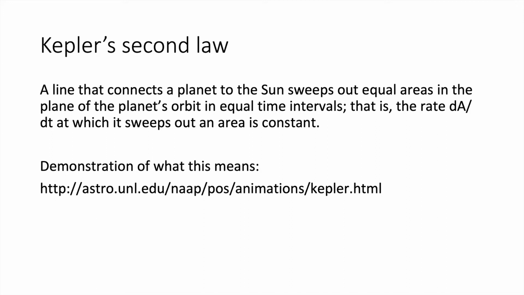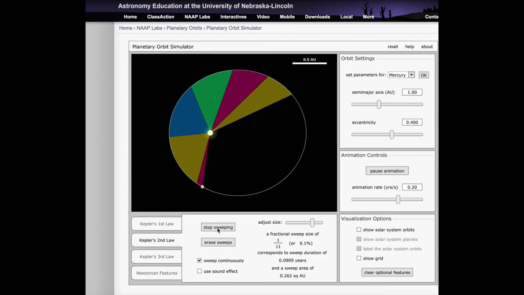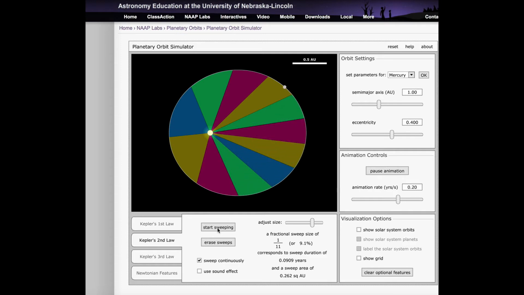Okay, so let's see what this actually means by having a look at a simulation, and then we'll go ahead and actually prove it. This is a nice simulation showing Kepler's second law. We'll start sweeping, and it's showing the areas which are traced out in equal times. You can see here we have a wide but shorter triangle, and over here there's a much longer but less wide triangle. So you can see how the satellite is moving slower when it's further from the sun, and then when it gets round to being closer to the sun, it goes very quickly.